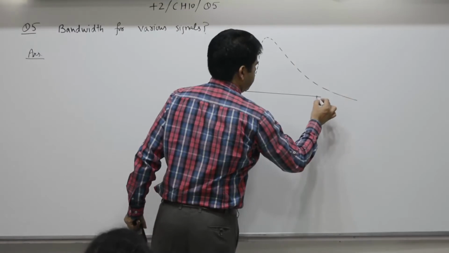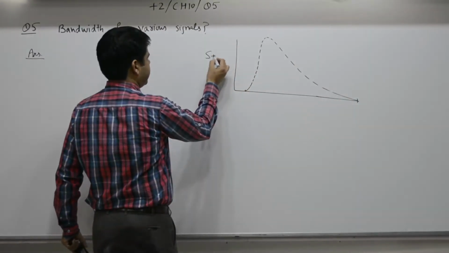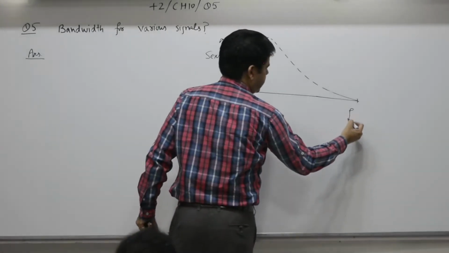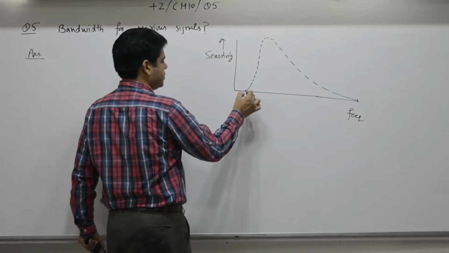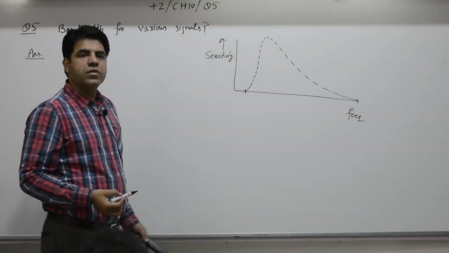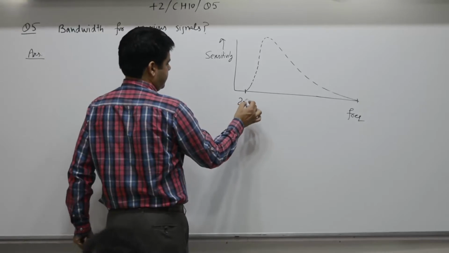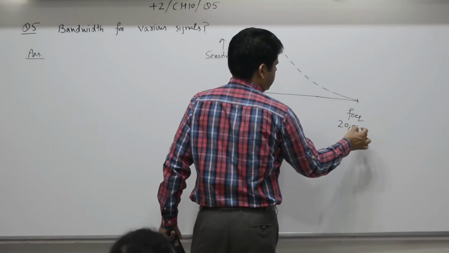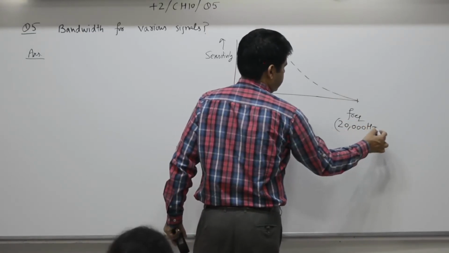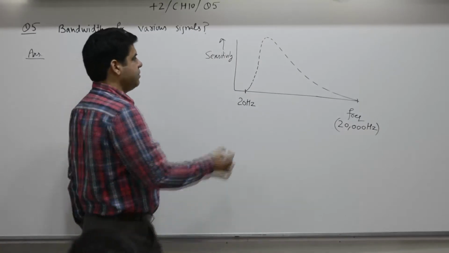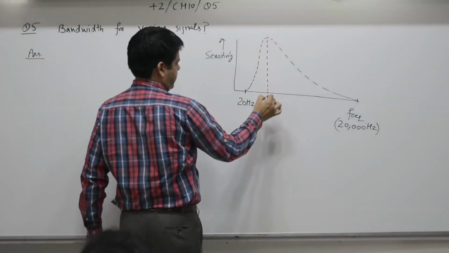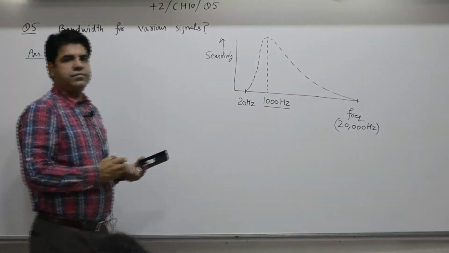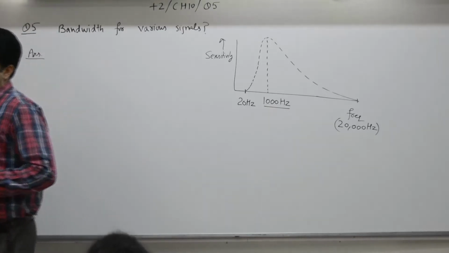This is the sensitivity of the ear. Frequency values are 20 hertz to 20,000 hertz, and the maximum is at 1000 hertz. This is what the sensitivity of the ear is.